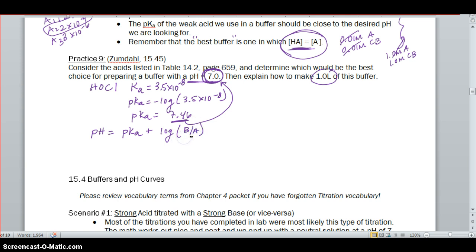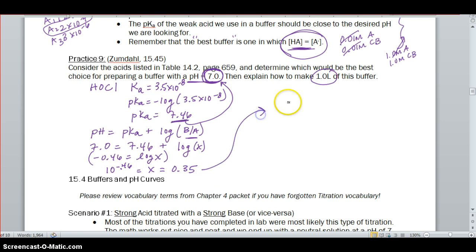And so basically what we're doing is we're solving for this ratio. So they told us they want the pH to be 7. We already found the pKa, 7.46. And then we're just going to do log of x just to make it a little bit easier. So negative 0.46 equals log of x. And to solve for that log, we do 10 to the negative 0.46 is equal to x. And x comes out to 0.35.